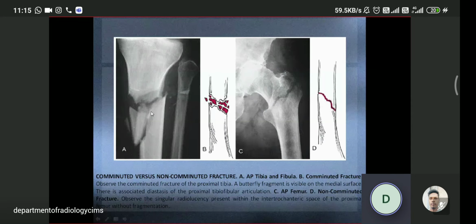This is a comminuted fracture where the bone gets fractured into pieces, and this has no pieces, only the two parts, distal and proximal. So this is comminuted, this is a non-comminuted fracture.